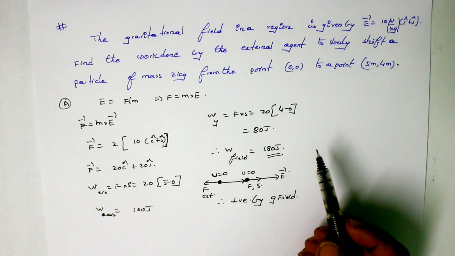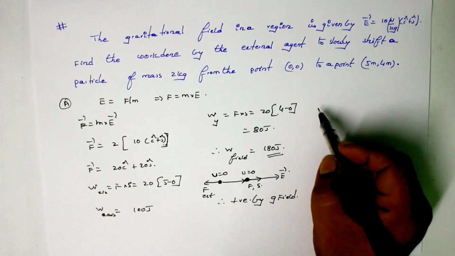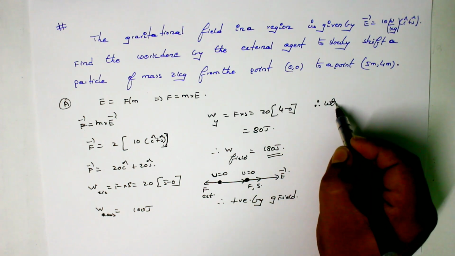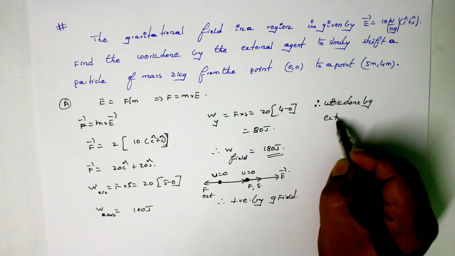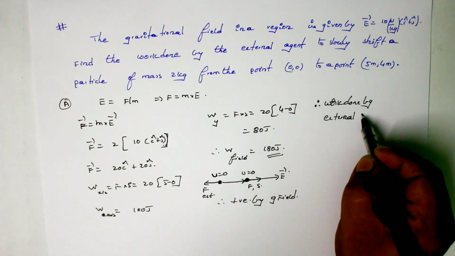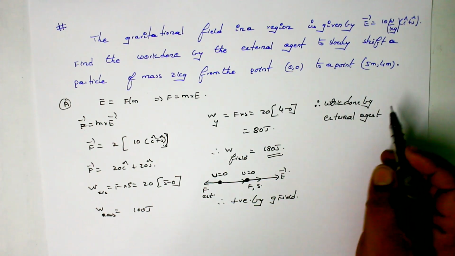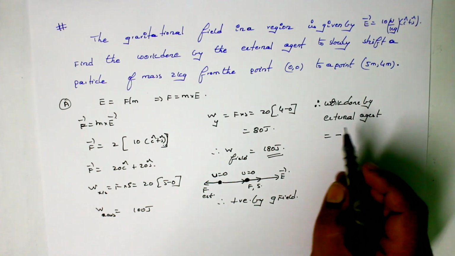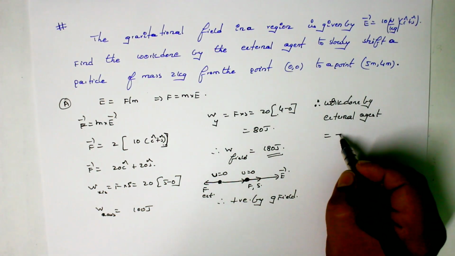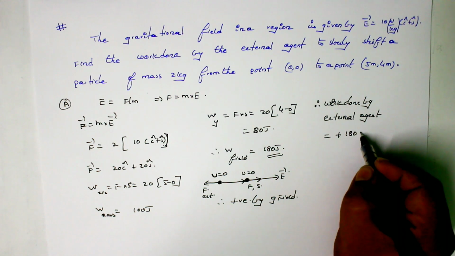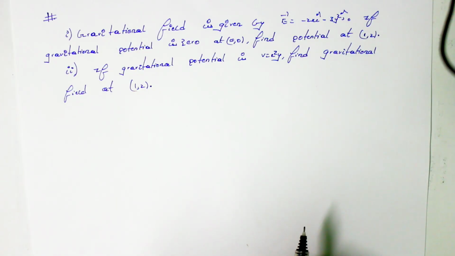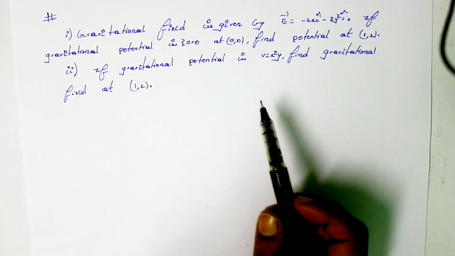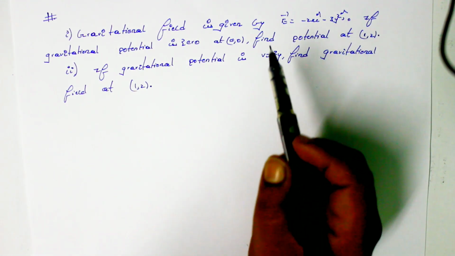Same amount of negative work should be done by the external agent. So therefore work done by external agent is equal to minus of, this is minus of minus, so I can write plus 180 joules. That is our answer.